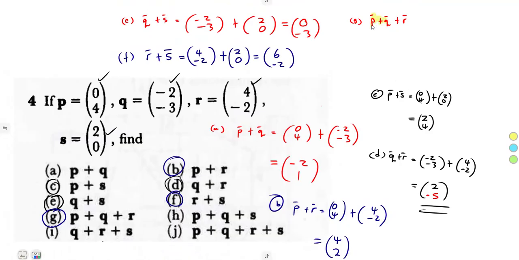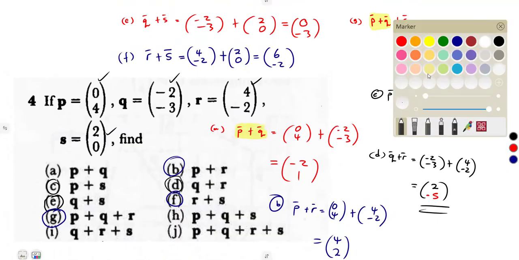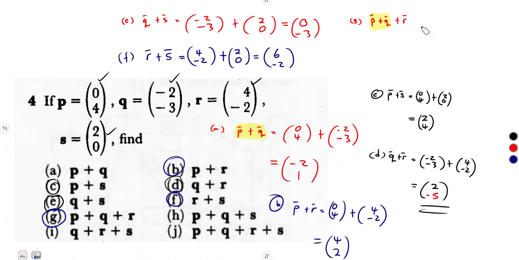There are so many ways, guys. All right, so let me just use this one. We calculated P and Q, vector P plus vector Q. We have it already. The answer is -2, 1, like this. Then we add vector R separately. This is our vector R, which is 4, -2.